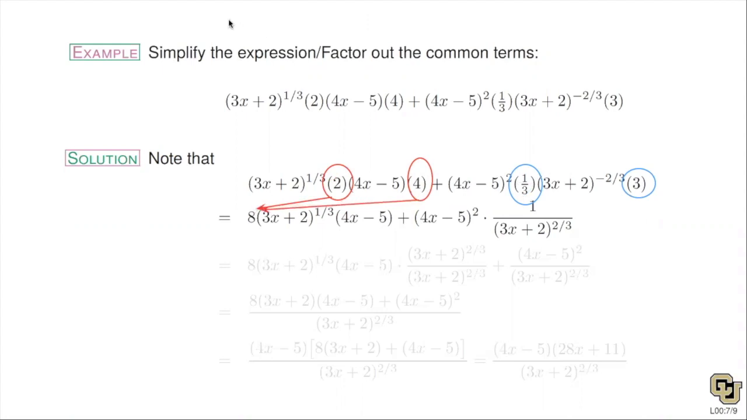And 3 times 1/3 is just 1. So that just disappears if you wish. Or, you know, whatever. Here's a 1 if you want. 3 times 1/3 is just 1. So now after simplifying, now let's take a look.